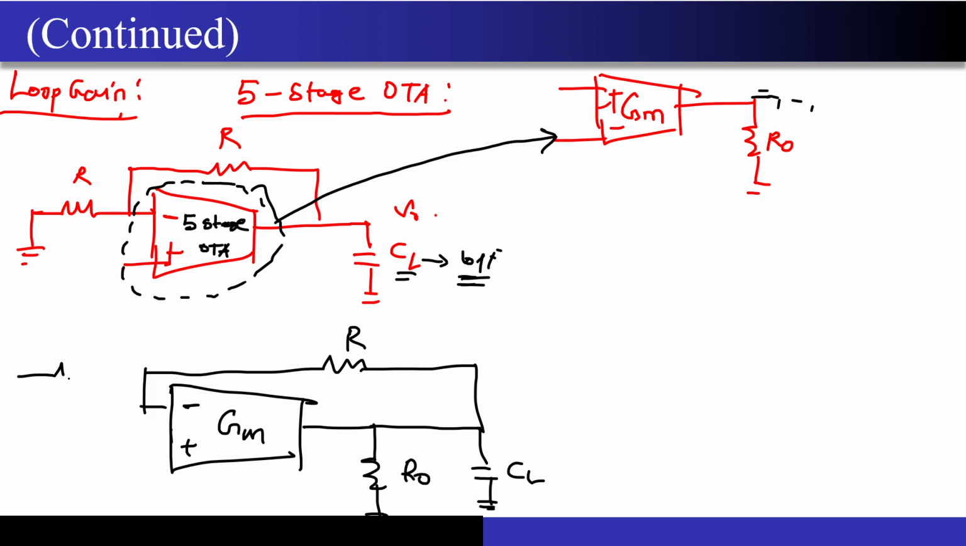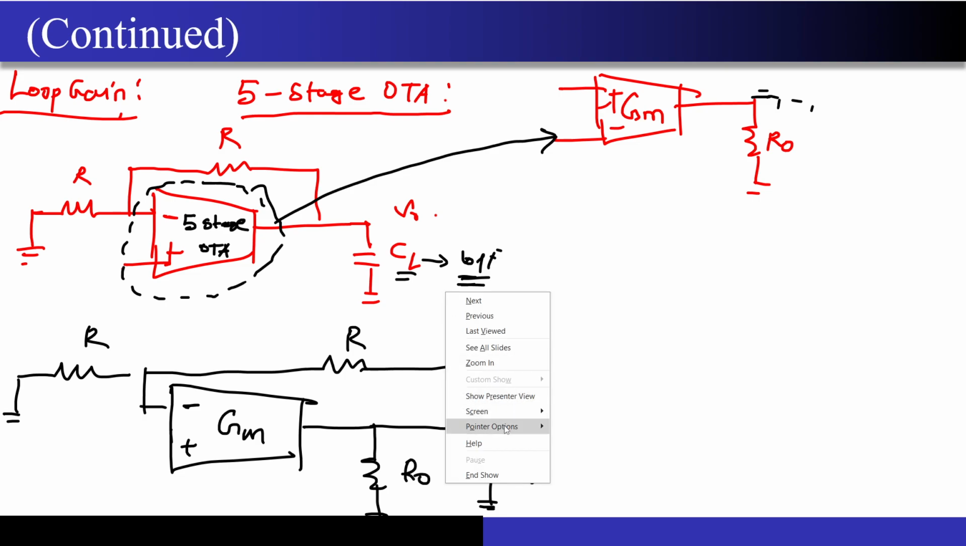Again I have R over here. This node is grounded, correct? And remember, they are asking me to do the loop gain analysis, correct? And how do we do the loop gain analysis? Can anyone hint me how to do the loop gain analysis of this particular negative feedback system? What do I need to do?